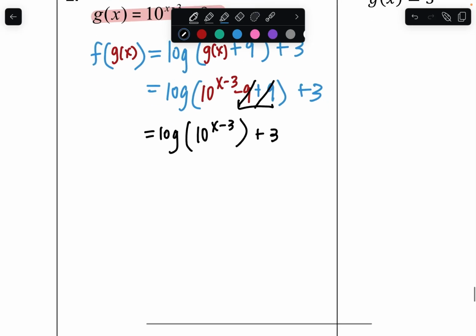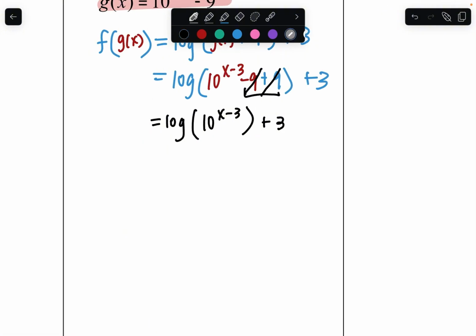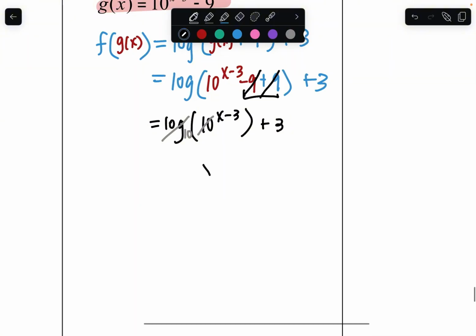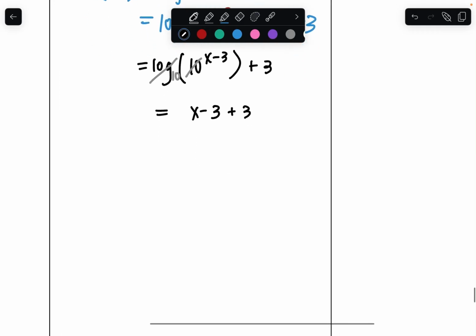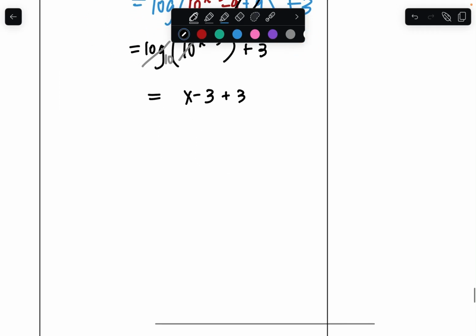Now for my next cancellation, the 3's still can't cancel yet. And so the only thing I can cancel now is noticing that I have log base 10 with an exponential base 10. The inverse property says those cancel each other out, leaving me with just that x minus 3. That's an inverse property of logs that we learned. Okay, and so finally the 3's can cancel. Okay, and so this does equal x, so these are inverses.